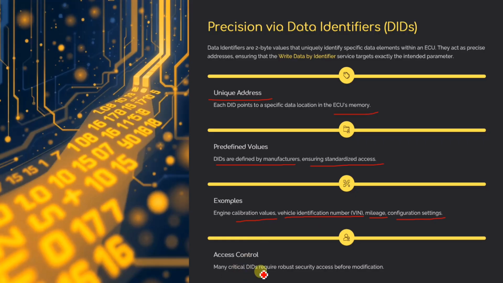And access control. Many critical DIDs require robust security access before modification, because an unauthorized person should not come and write anything they want. There should be restriction. Only an authorized person can flash memory or write data into the ECU, because there may be chances of ECU malfunction, or the ECU can get corrupted. To prevent all these things, security access control is implemented before writing the data.